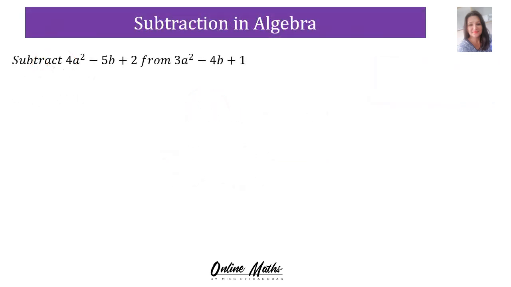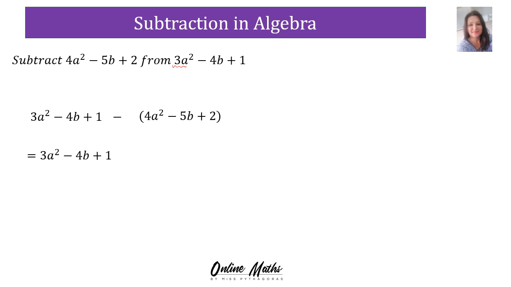When it comes to subtraction in algebra, you have to be very careful. In this example, the question says subtract 4a squared minus 5b plus 2 from 3a squared minus 4b plus 1. And this is where you start. You start with the from part. So there's your 3a squared minus 4b plus 1 minus, and then the other trinomial, you put that one inside its own bracket. And then in the next step, that one writes with the first trinomial.